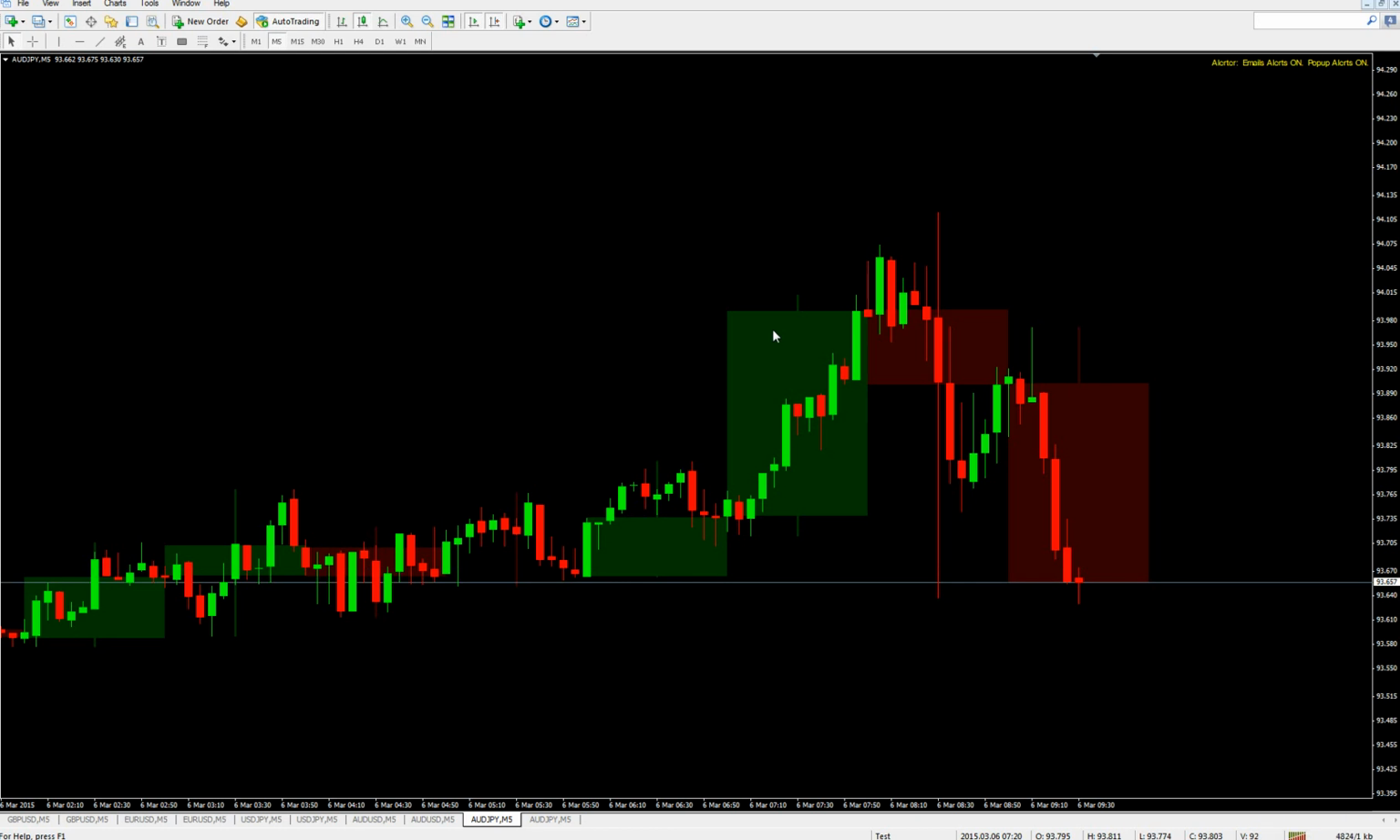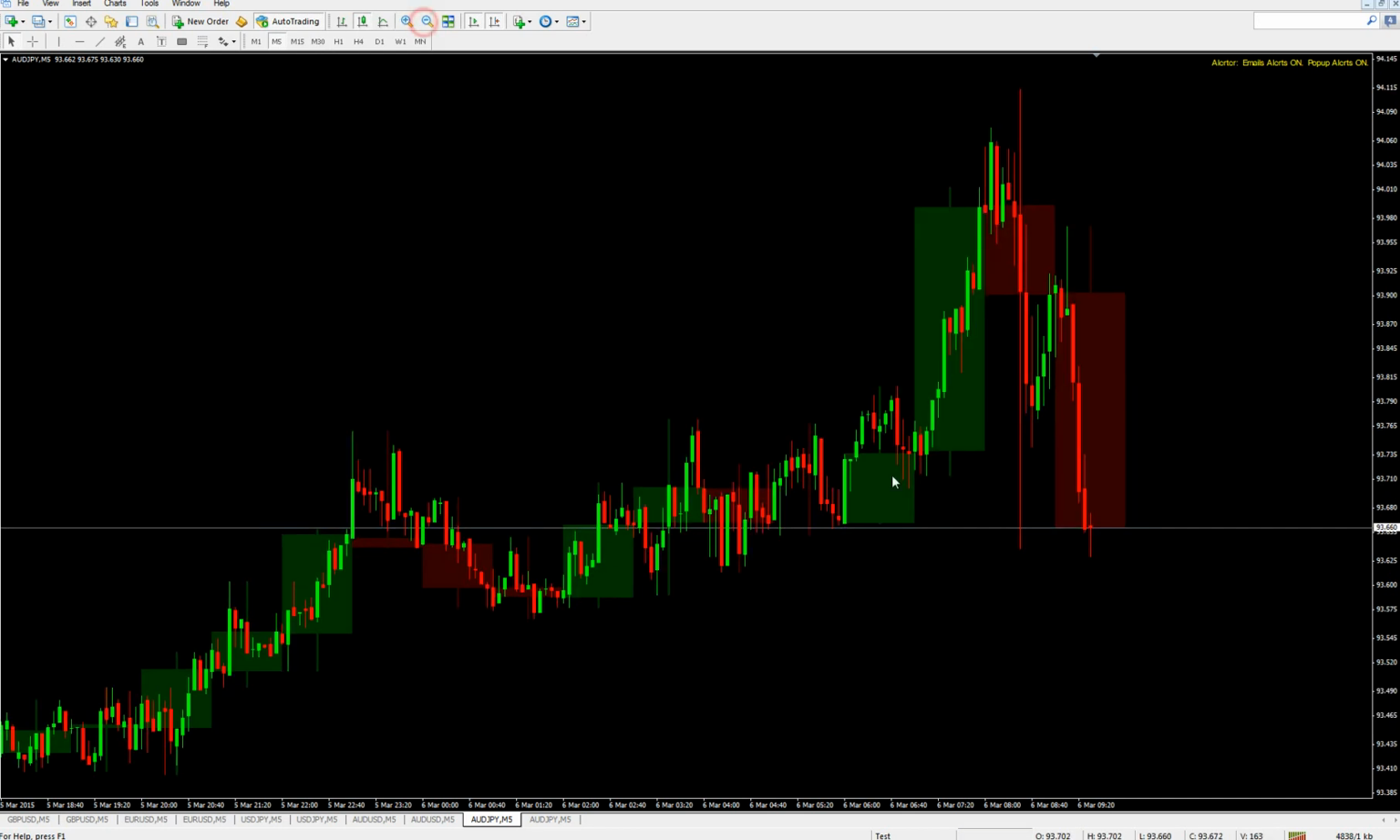Does that kind of answer your question? 5-minute support and resist, great, but not the strongest. That's why I like the 1-hour candles, because I can draw 1-hour support and resist, or at least see it. After a while, you don't even have to draw this crap anymore. You'll just visualize it. Especially when you have this indicator up, you can visualize, here's a support and resist, here's an hourly support and resist, down here we have some more. It's pretty easy.